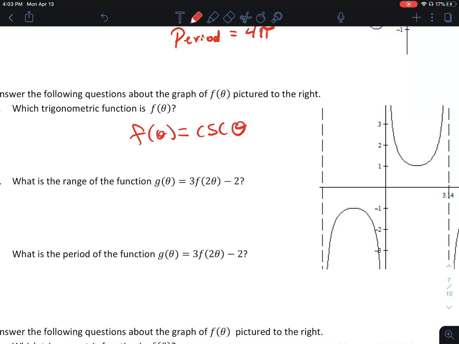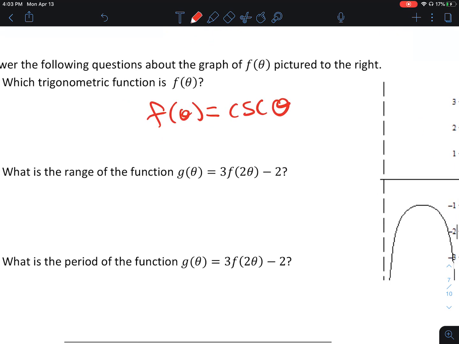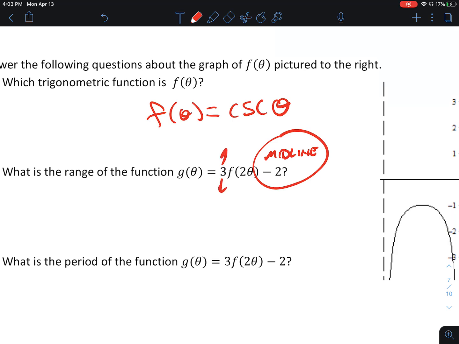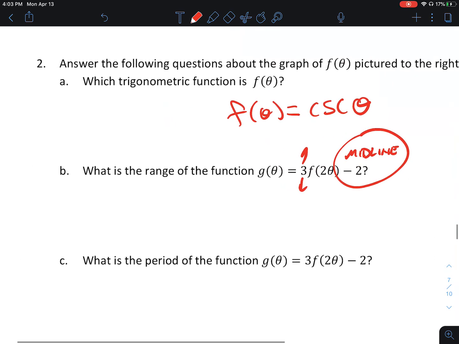The 3 and the -2 are going to affect the range. So the midline is going to be at -2, and instead of going up and down 1 from that, it's going to go up 3 and down 3 from that. So I like to just say y equals -2. If you go up 3, you're going to be at 1. If you go down 3, you're going to be at -5.